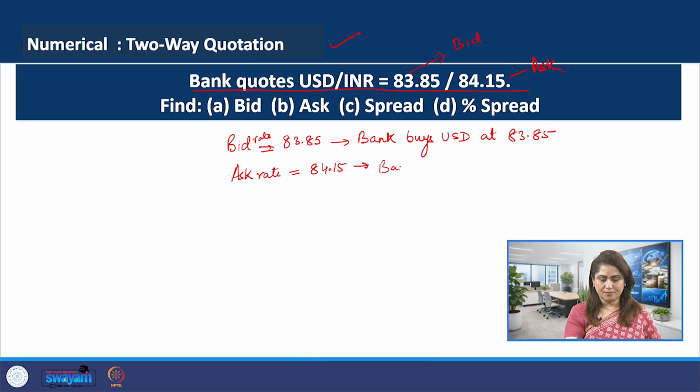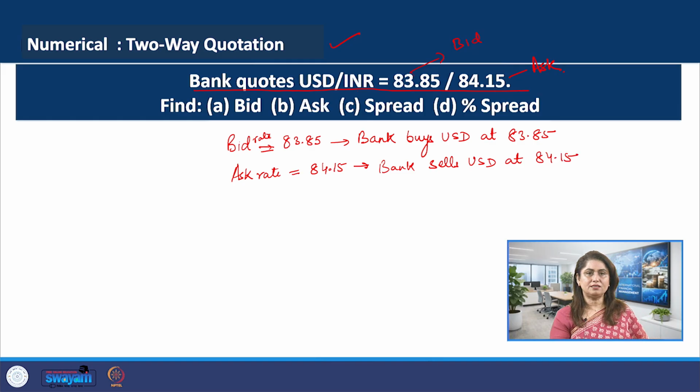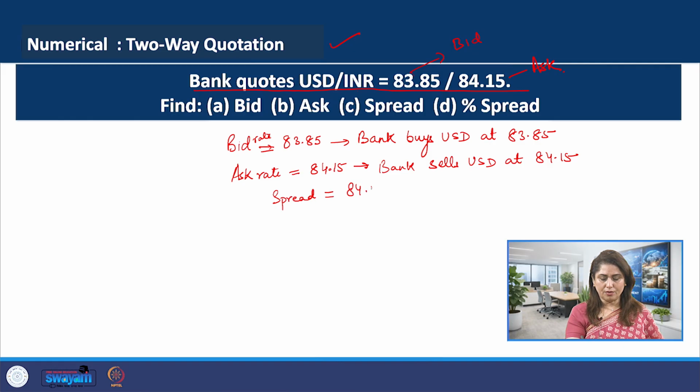That the bank sells USD at 84.15. Now let us determine the spread. The spread is equal to 84.15 minus 83.85, which is equal to 0.30 rupees per USD.